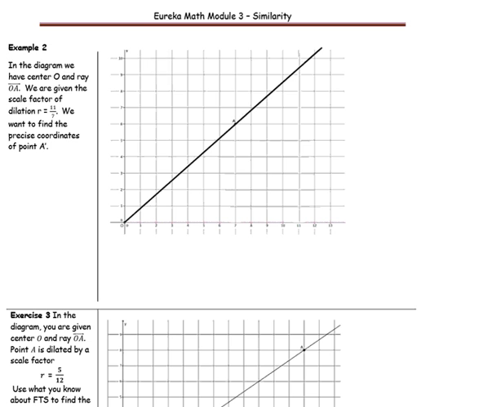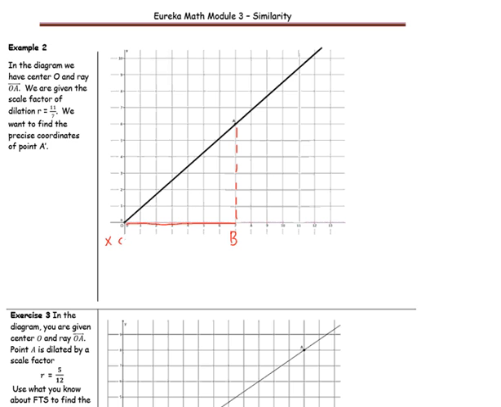In the diagram, we have center O and ray OA. We are given a scale factor of dilation 11/7. We want to find the precise coordinates of point A prime. This is similar to the problem that we just completed, where we are going to first find the x coordinate for A prime and then the y coordinate for A prime. Our first step is to find where point B is. So we're going to drop a line from A and we're going to call that point B. This is our segment OB.